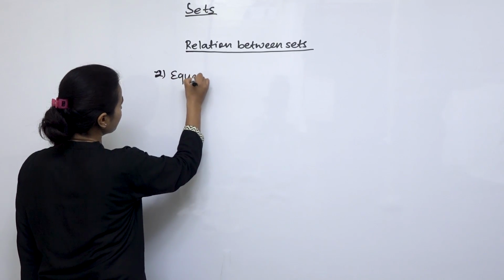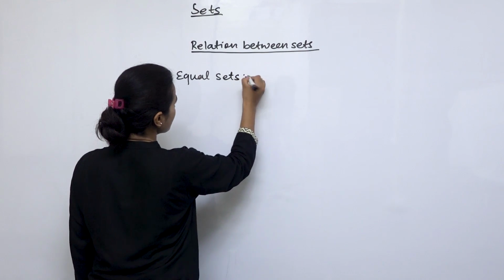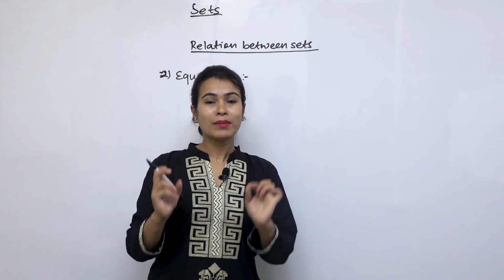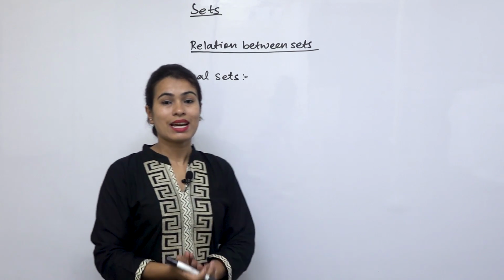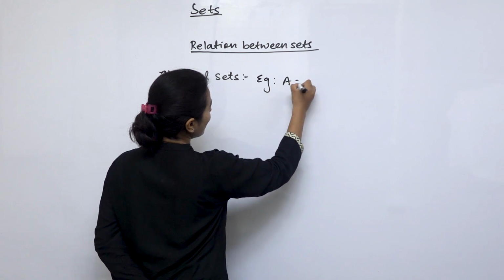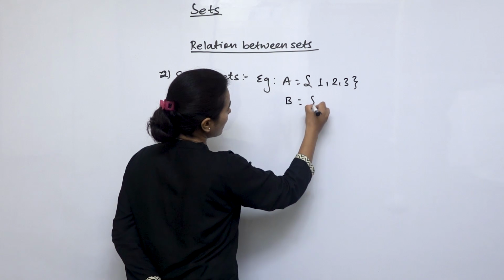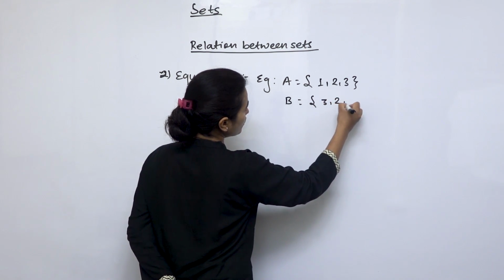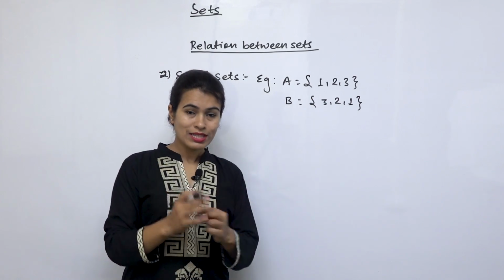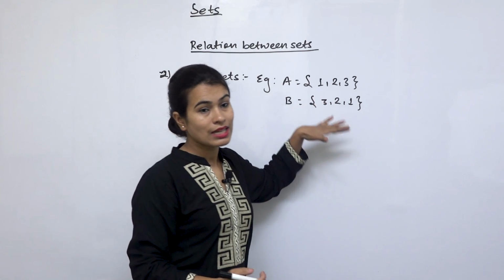Now equal sets. Two sets are said to be equal sets if each and every member of both the sets is the same. For example, set A equals 1, 2, 3, and in set B we have 3, 2, 1. A equals B. First of all, the number of members of both the sets should be the same, and not only the number of members but also all the members must be the same.